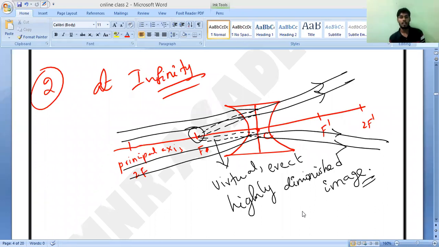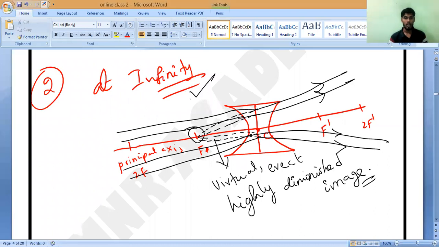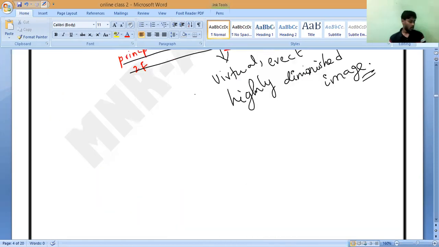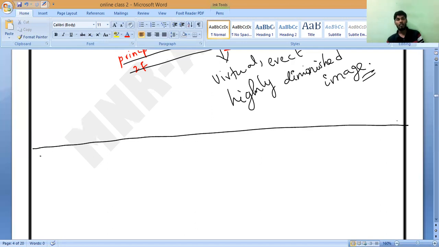All of you draw fast. This is case number 2: we place the object at infinity. So this is what will happen. If you have any doubt, you can ask me. So this is case number 1 and this is case number 2. Now I hope you understand. With this, the images formed by concave and convex lenses are over.